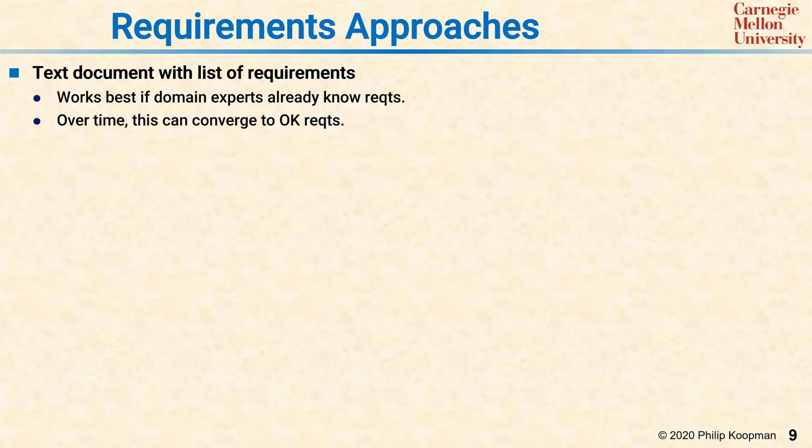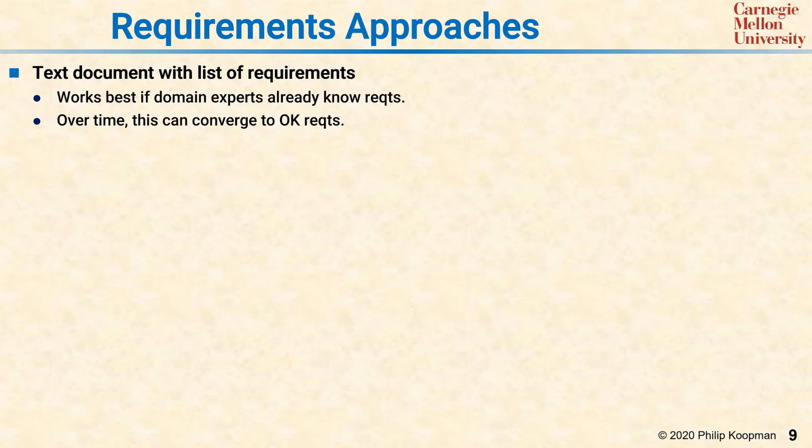There are a number of different approaches to requirements, and all of them have their place and use. Sometimes, requirements are a text document that just lists a bunch of things using shall sentences. This works best if the development team is full of domain experts who already know pretty much what's going on, and they just need a written list to make sure they keep it straight.